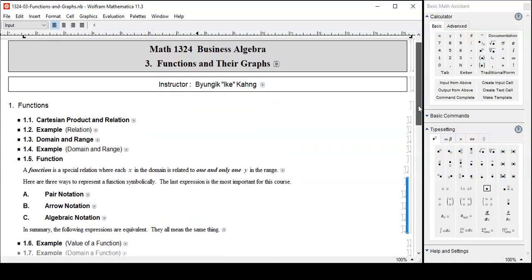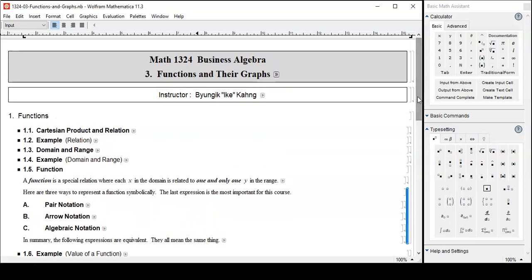Here are three ways to represent functions symbolically: pair notation, arrow notation, and algebraic notation. Among these three, the algebraic notation is going to be most useful and we're going to use it most often, but arrow notation will be used very often too. Now the pair notation, we're never going to use it except today. But today we have to use it because that one is directly related to the definition of the function, directly related to the concept of relation.